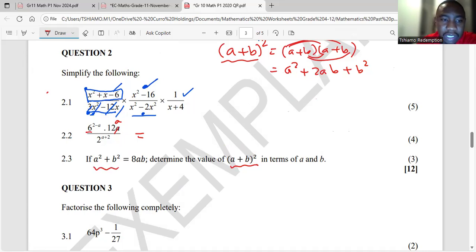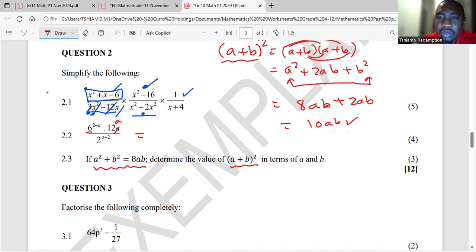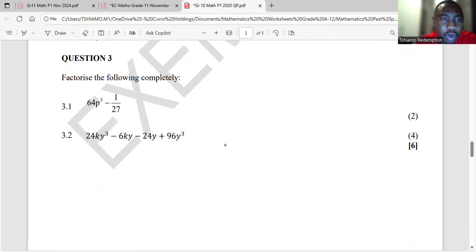So we are given a squared plus b squared. These two put together give us how much? 8ab. And then I'm left with 2ab. So what will be the answer? 10ab. So that will be the answer. Okay, that was a nice question. You had to expand this one, and then from there, you are able to link the given information. Okay. Moving along.